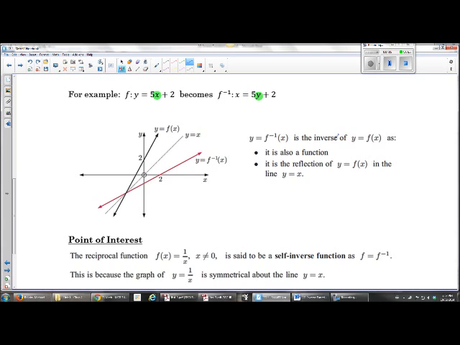So that function, f inverse, is also a function, because if we were to draw vertical lines through y equals f inverse of x, then that line would pass the vertical line test. Thus, any vertical line would only cross that line once. And it is a reflection of y equals f of x in the line y equals x.